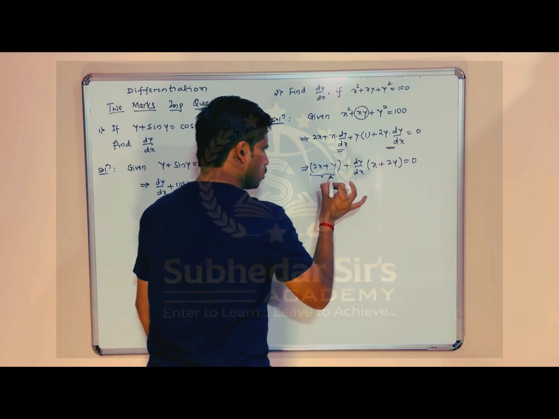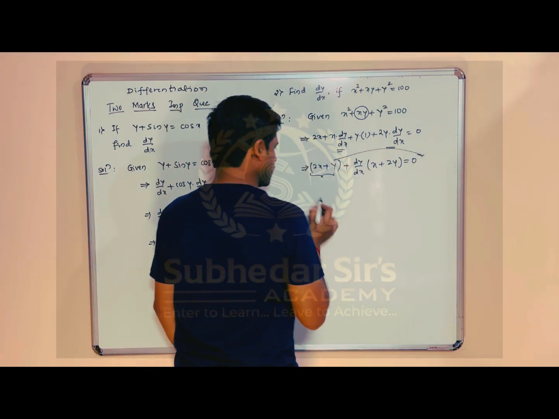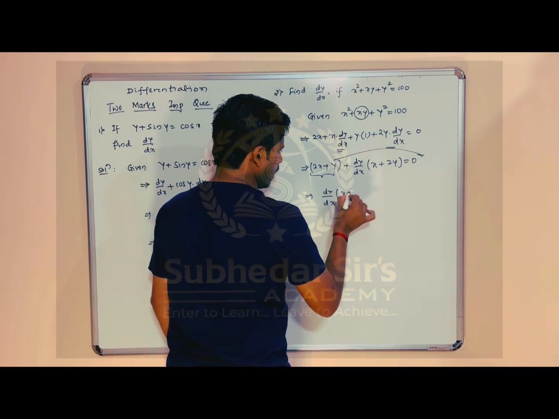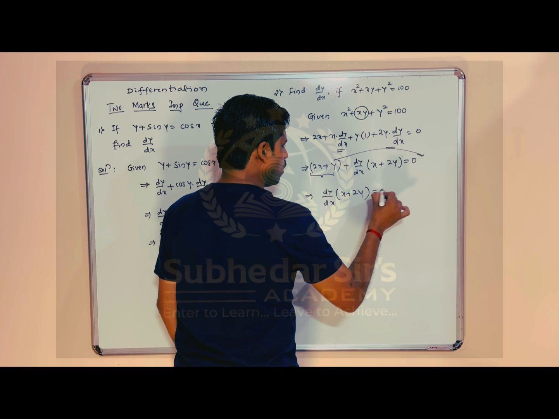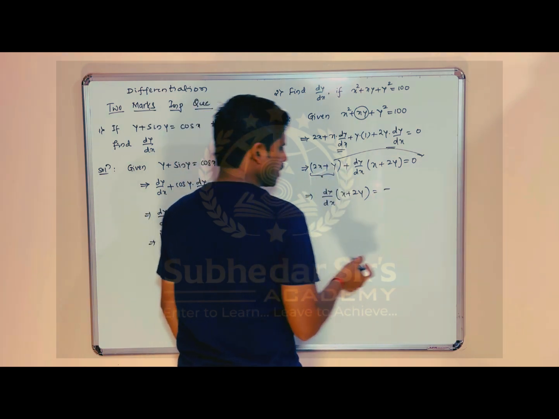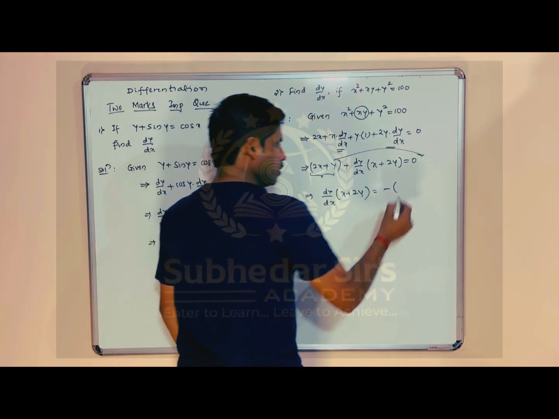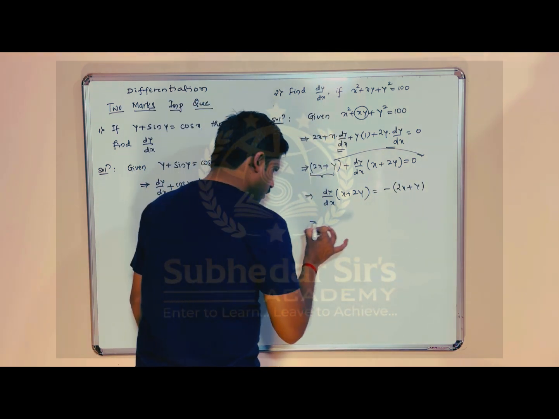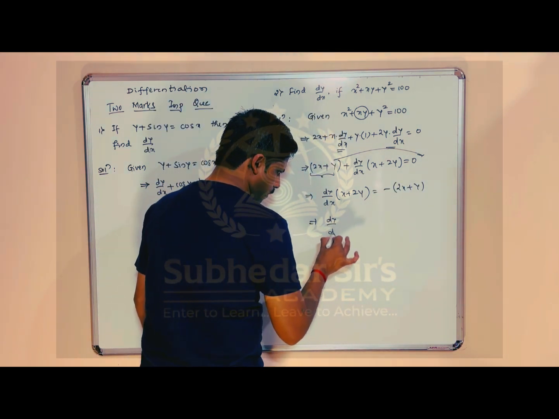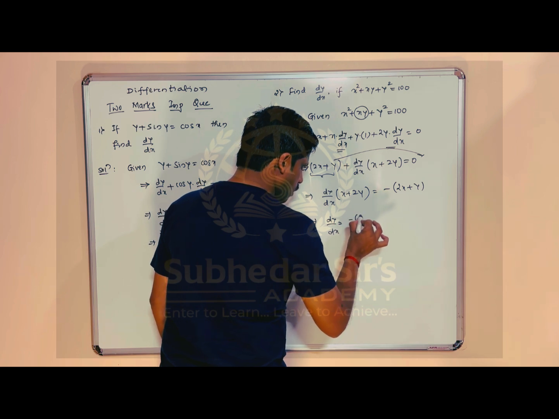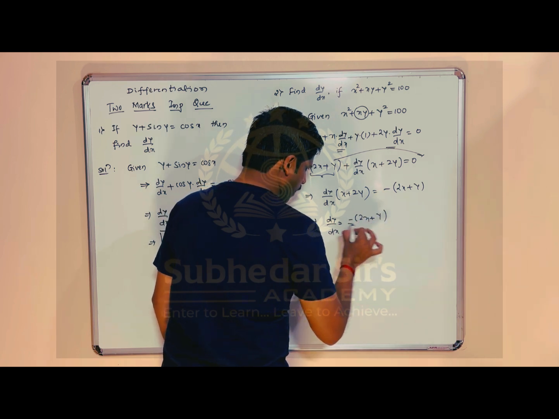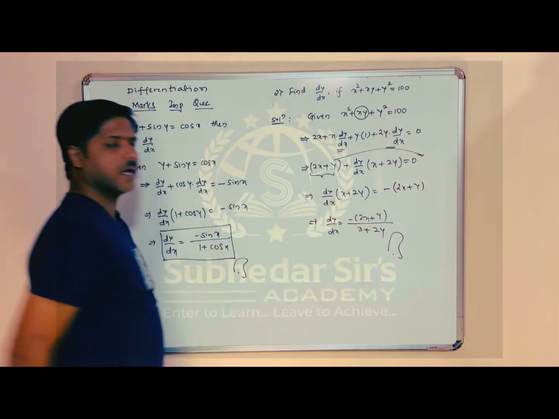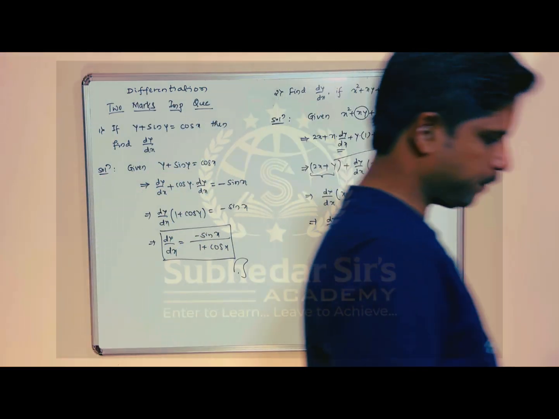Now transfer these two to RHS. So we get dy by dx into x plus 2y is equal to minus 2x minus y. That is, I will take minus outside. So we get minus of 2x plus y. And here we have to find dy by dx, right? So dy by dx is equal to minus of 2x plus y divided by x plus 2y, which is the required solution. Note it down.